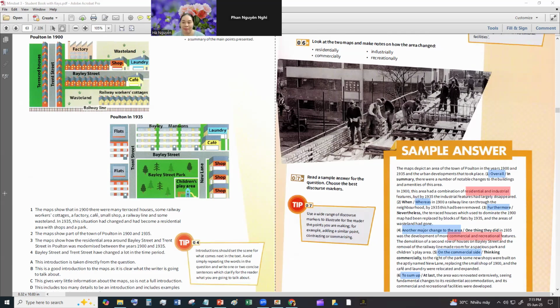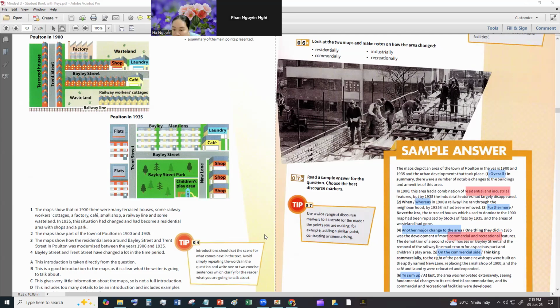Oh, actually, I do. I don't really understand the aptly named New Lane. What does aptly mean? Very suitably named. Okay, so because, to the right of the park, some new shops were built on the aptly named New Lane. Because this is new, right? In the 1900 map, there was no New Lane. But in 1935, it was built here. It was developed here. So it's new. So it's very suitably named. The name is very suitable. Okay? So that's my explanation.